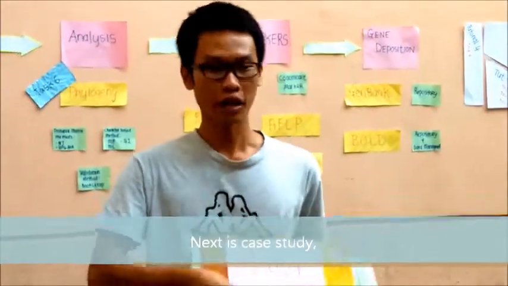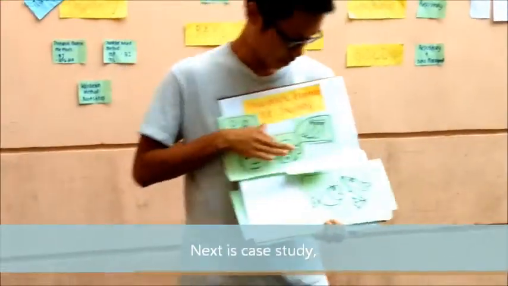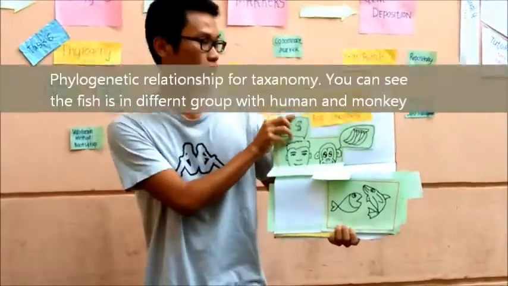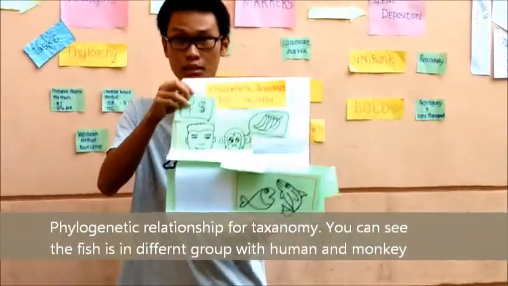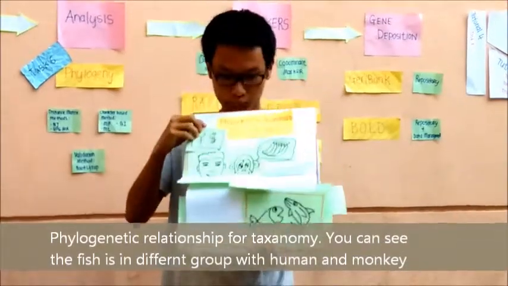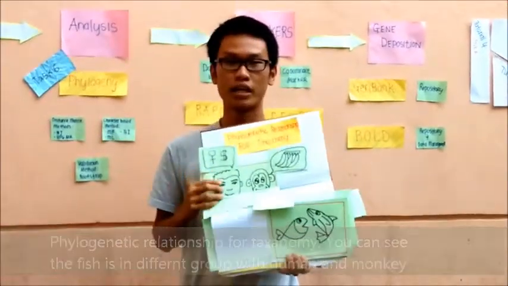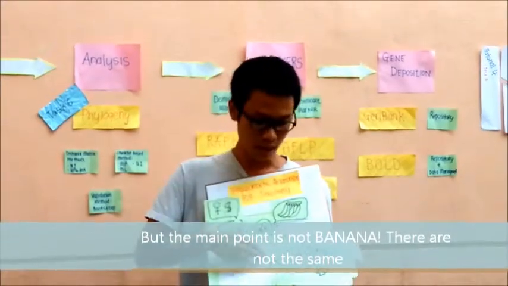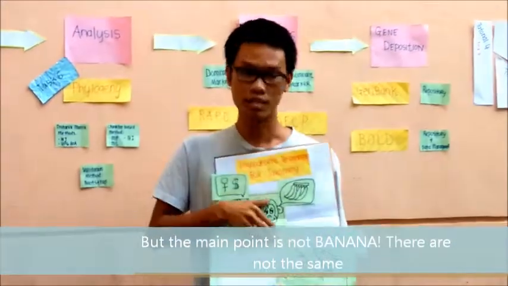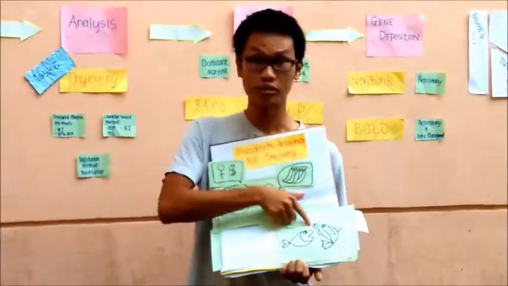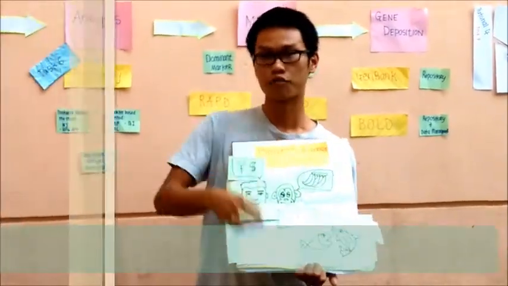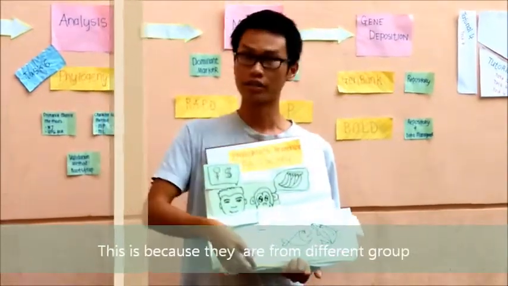For the case study below, I have prepared several sketches, and the first one is the phylogenetic relationship for the taxonomy. As you can see, the main point is not banana, but it's humans and the monkey, and they are not in the same group as the fish and the dolphin, because they are from a different group, and hence they are differentiated according to their own characteristics.